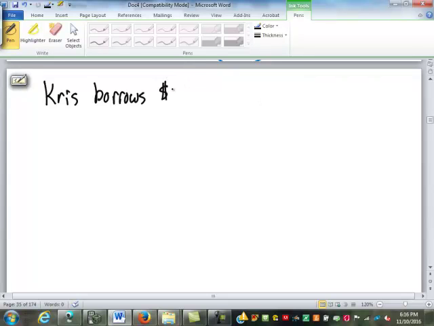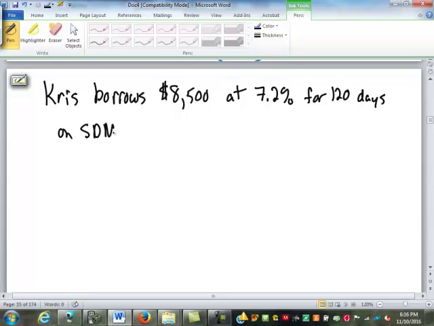So Chris borrows $8,500 at 7.2% for 120 days on a simple discount note. Find the effective rate.